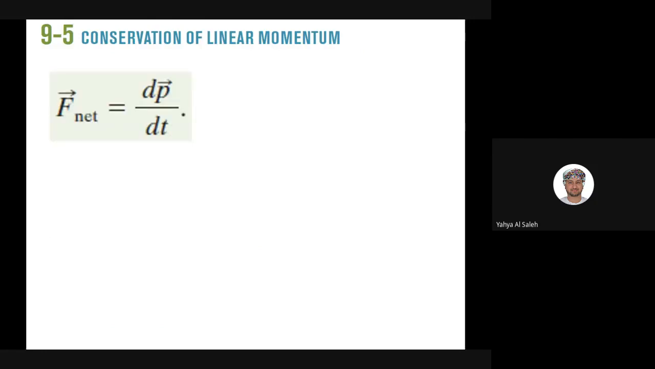Now, linear momentum, just like energy, is conserved. Okay. I'm not going to prove to you why it is conserved, but I'm going to tell you that it is conserved. So momentum before a collision must be equal to momentum after the collision.